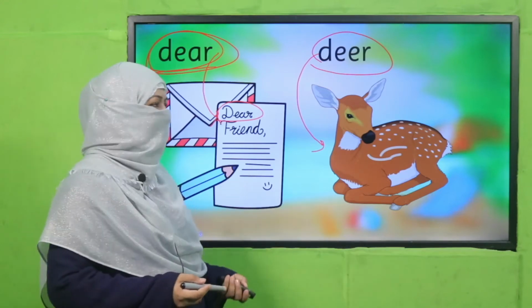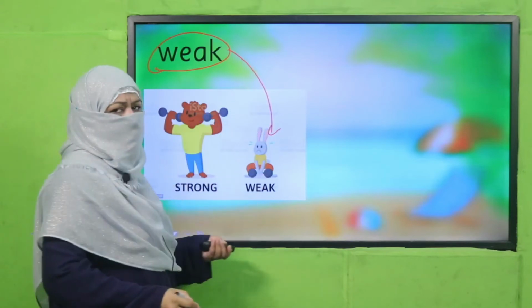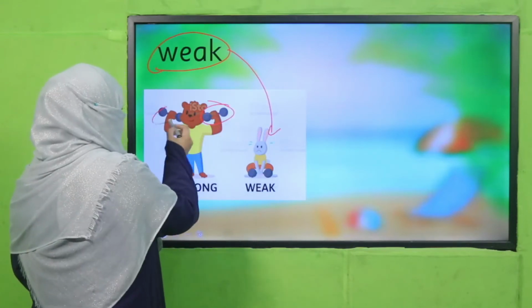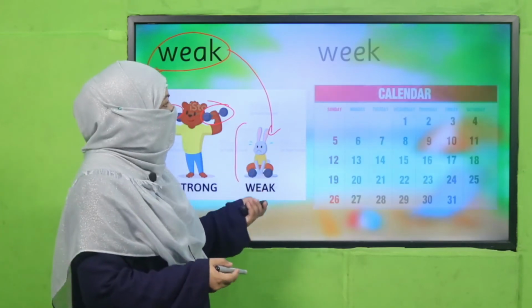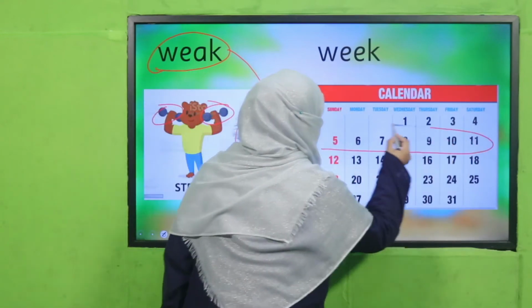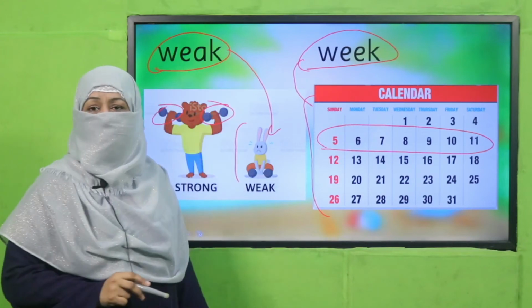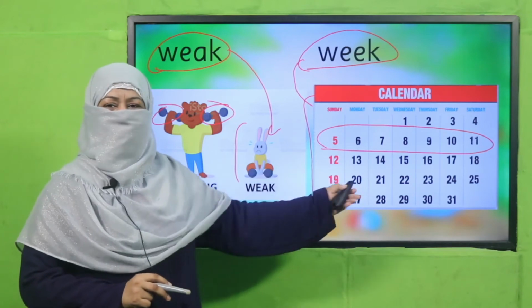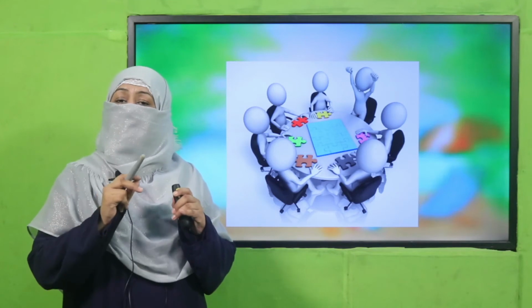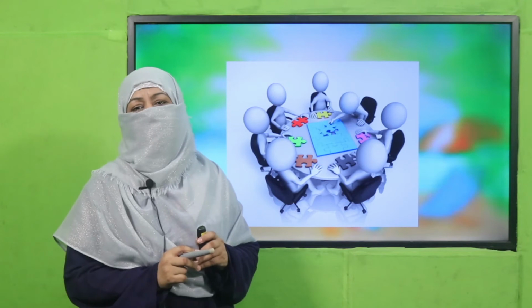Deer and dear. Okay. Weak, someone who is comparatively weak, like he cannot pick up heavy stuff, so he is comparatively weak. And week, 7 days in a week. Spellings are different, meanings are different, but pronunciation is the same. Are you clear with the concept? Such types of words which have the same pronunciation, different spellings, and different meanings are homophones.